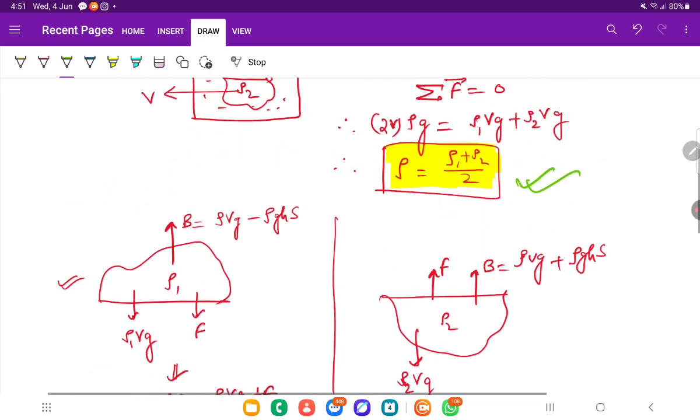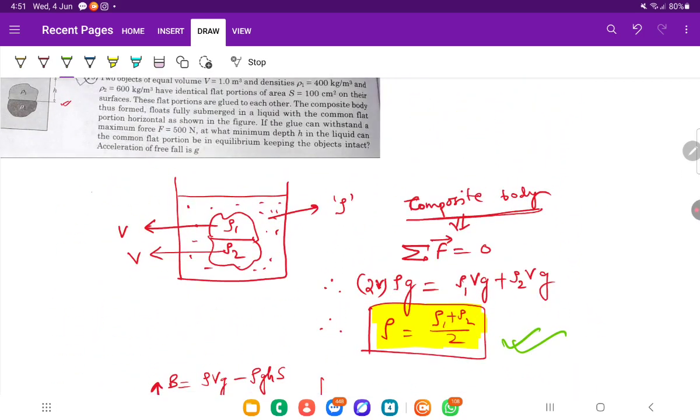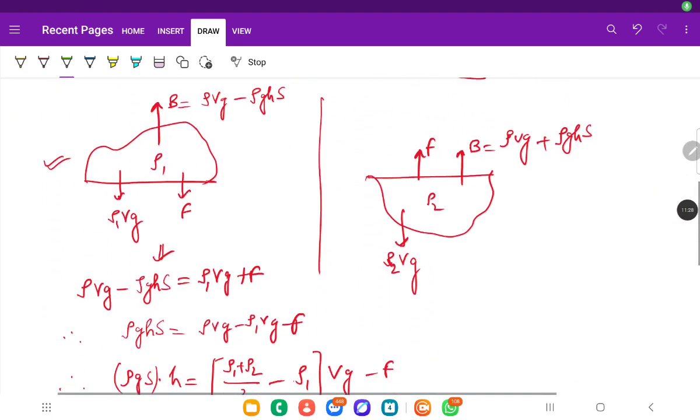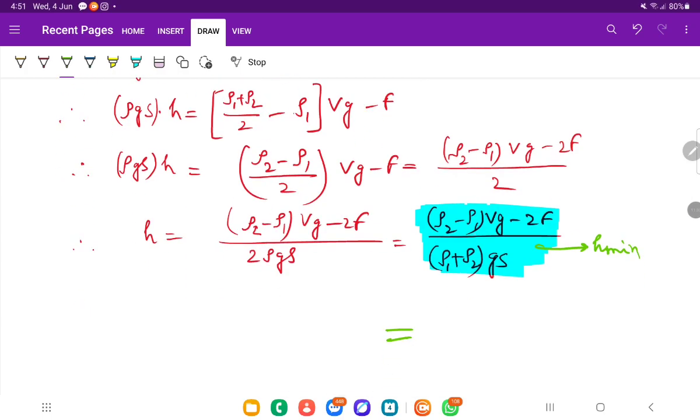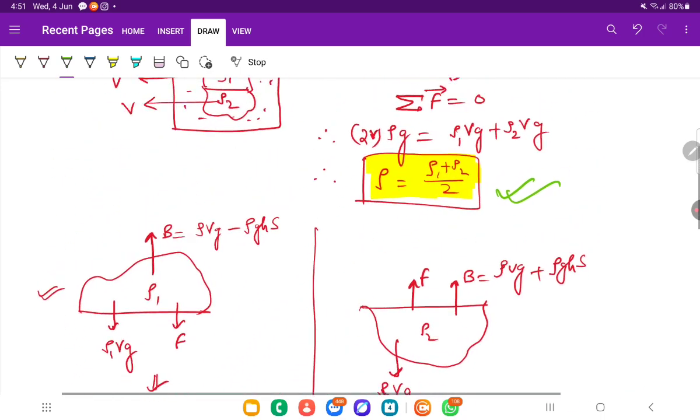I'm not going to put the values, I'll just write the final answer. Wait, let me check the final answer from the book once, and I will write it here. Yeah, so putting all the values, you are given rho 1, rho 2, V, g and F, you will get this as 10 meters. So this is our answer for this question.